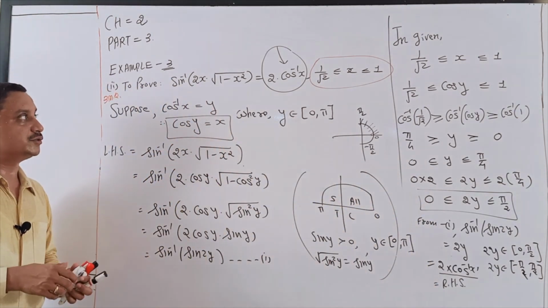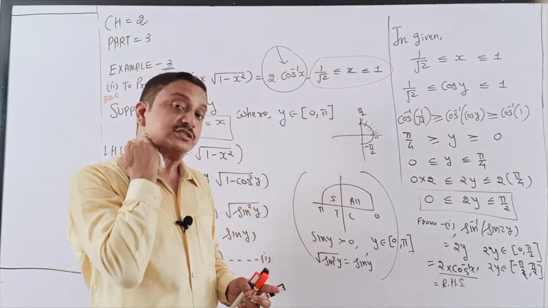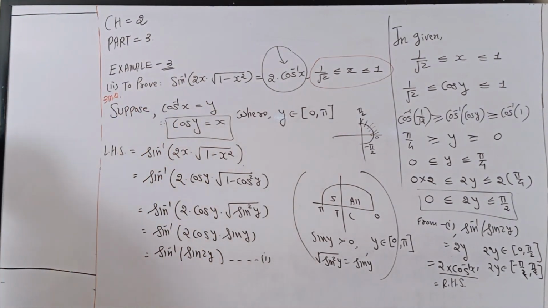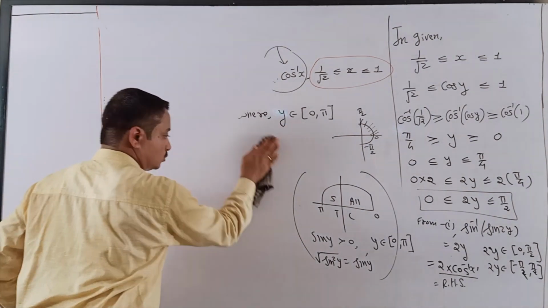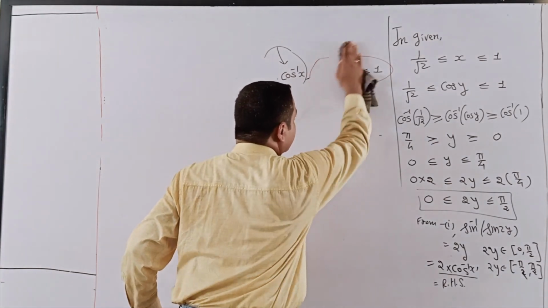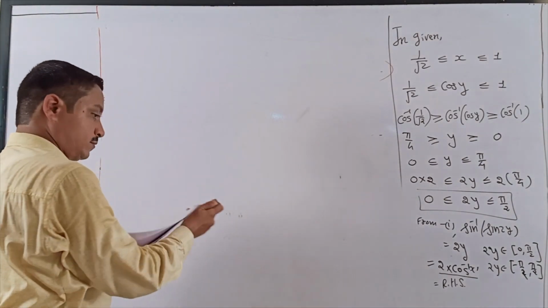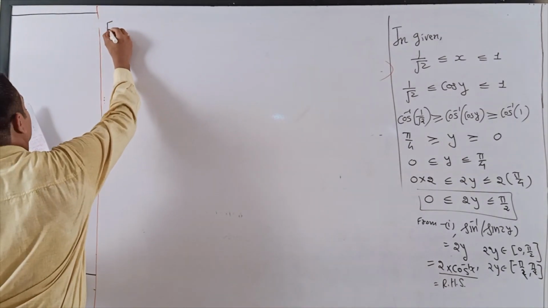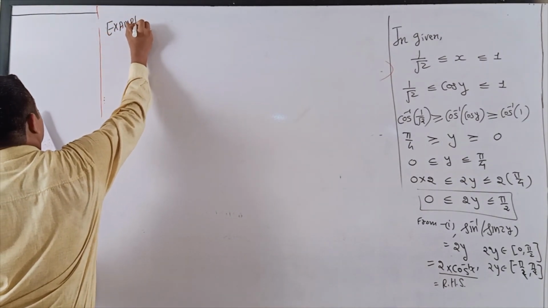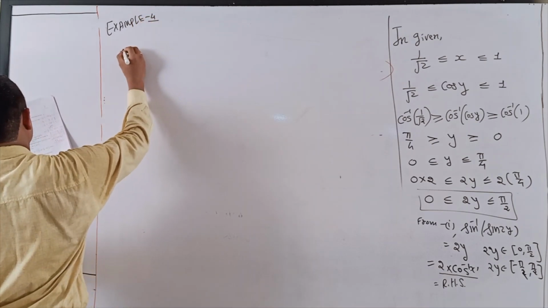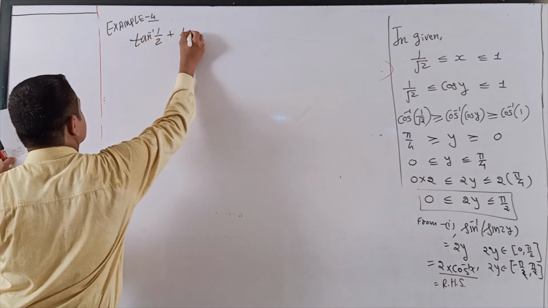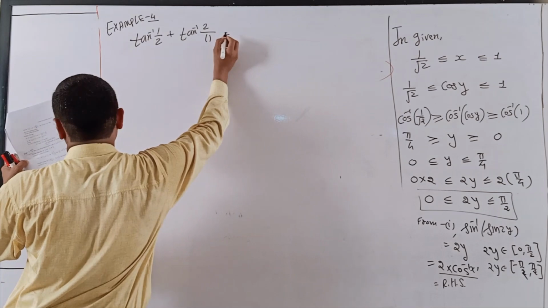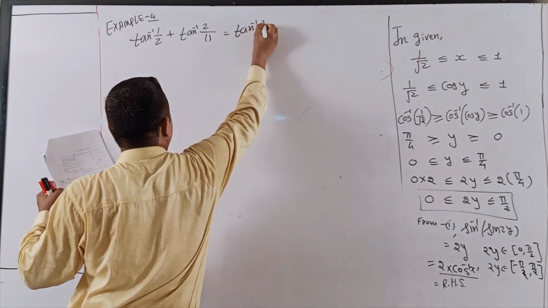Yes students, this numerical is a 3 marks question. Continue, move ahead. After example 3, I go to example 4. In example 4, prove that tan inverse half plus tan inverse 2 by 11 equals tan inverse 3 by 4.